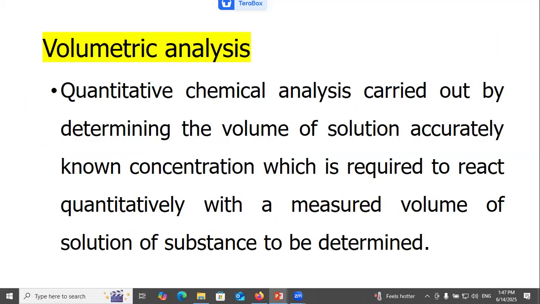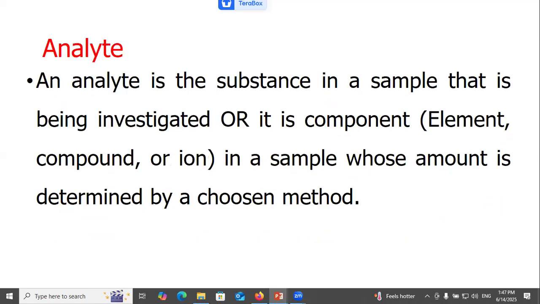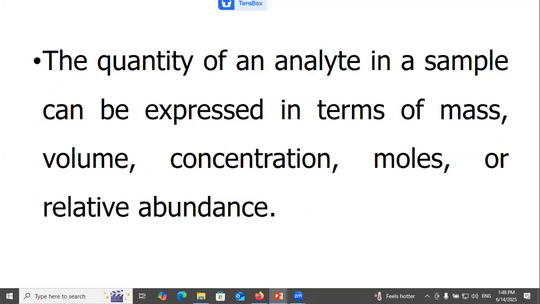Volumetric analysis: quantitative analysis carried out by determining the volume of a solution of accurately known concentration, which is required to react quantitatively with the measured volume of a solution of the substance to be determined. An analyte is the substance in a sample that is being investigated, or it is the component, element, compound, or ion in a sample whose amount is determined by a chosen method. The quantity of an analyte in a sample can be expressed in terms of mass, volume, concentration, moles, or relative abundance.